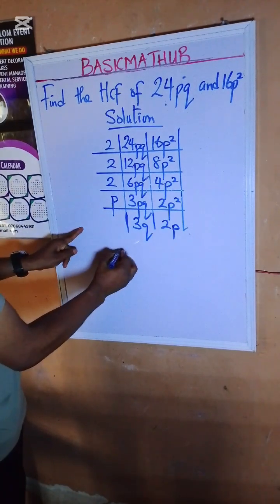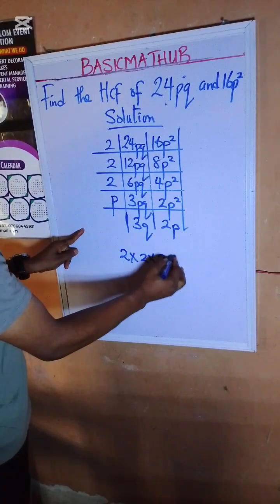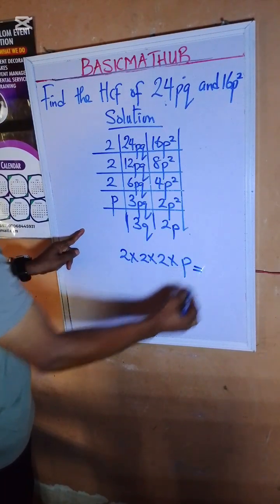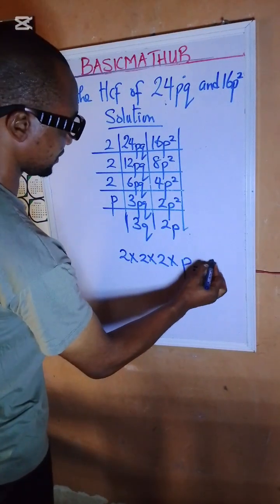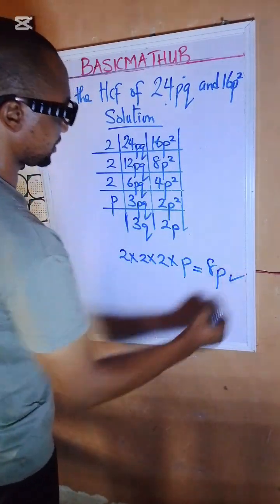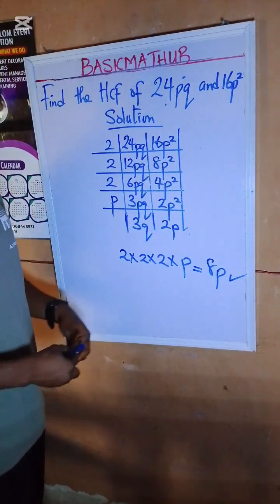So that means our HCF is here. That's going to be 2 times 2 times 2 times P. So let's multiply through. 2 times 2, 4. 4 times 2, 8. And 8 times P will give us 8P. So the HCF of 24PQ and 16P squared is going to be 8P.